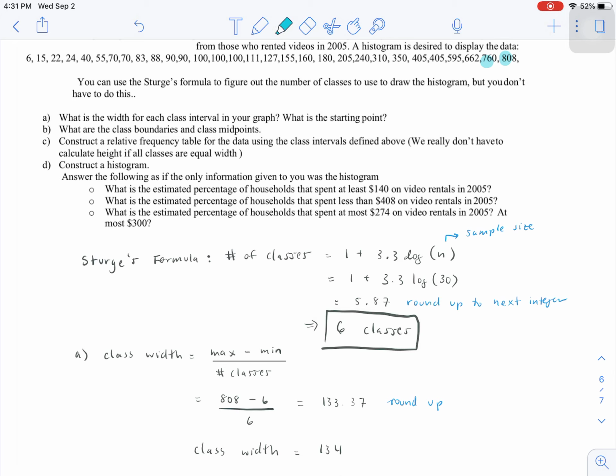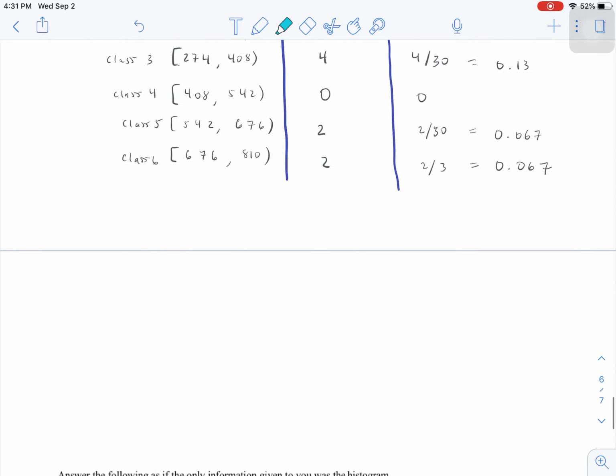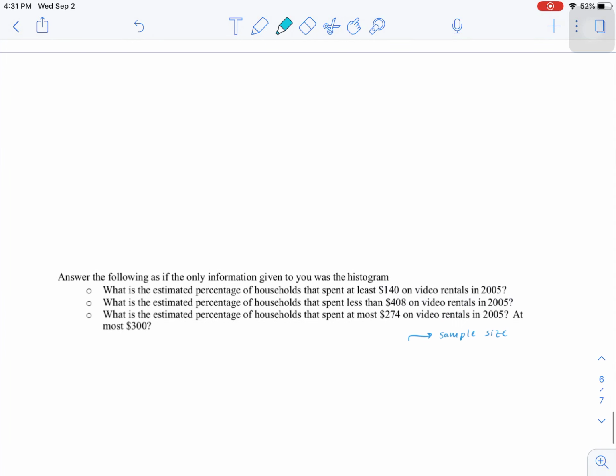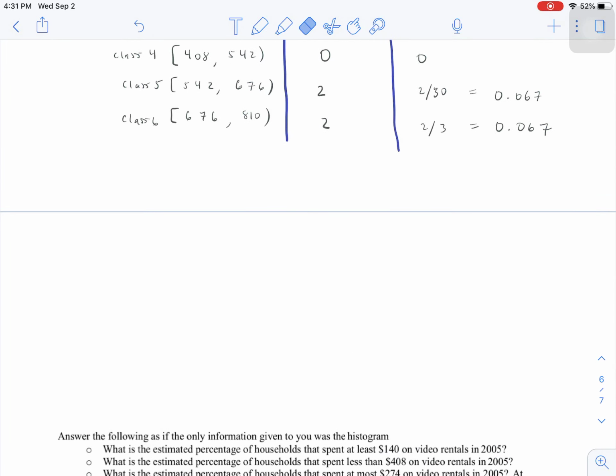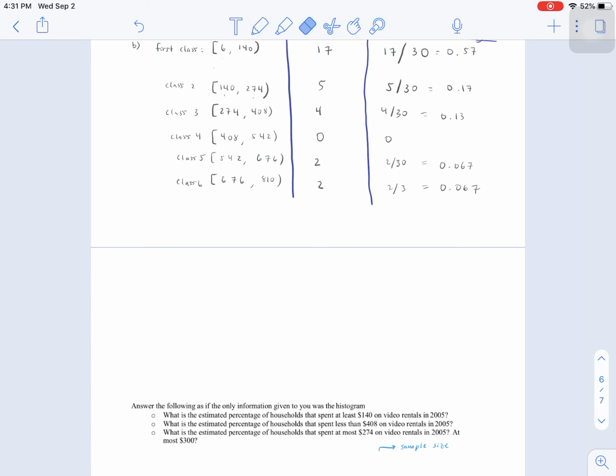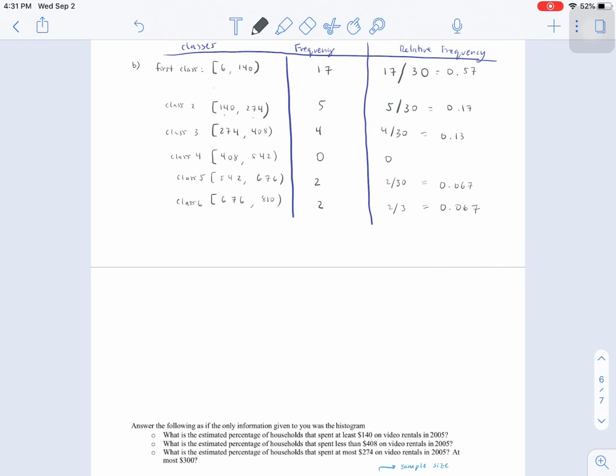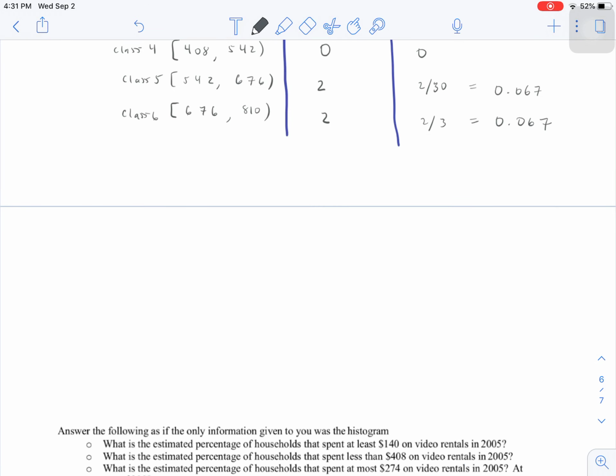Now we can get to the fun part, part D, where we construct our histogram. So this part is actually quite simple. I'm just going to draw my axes.